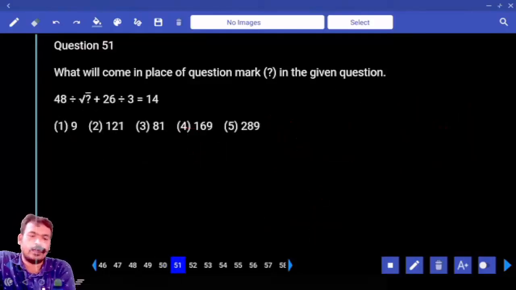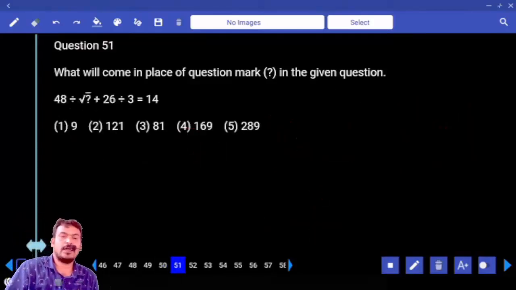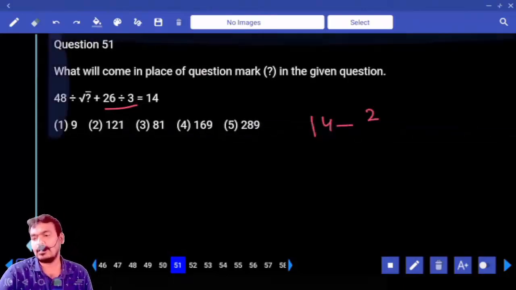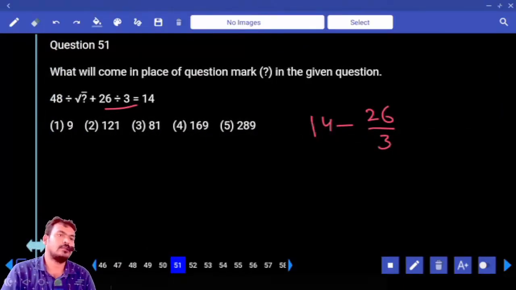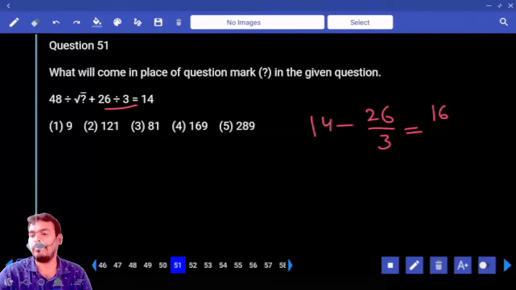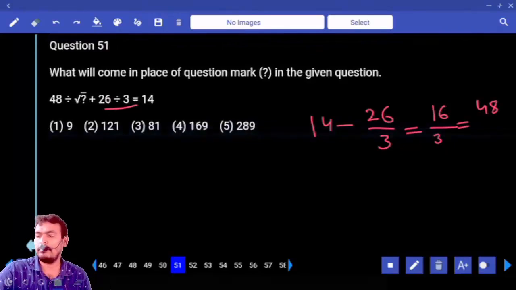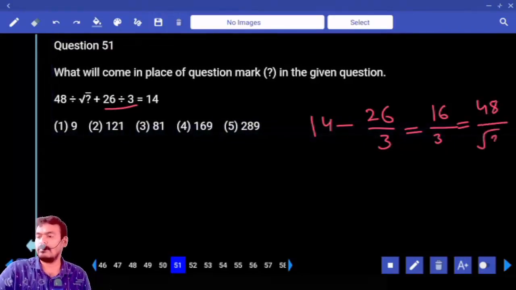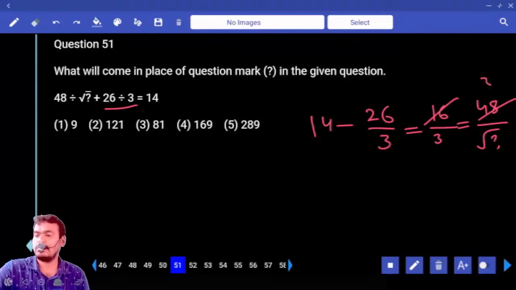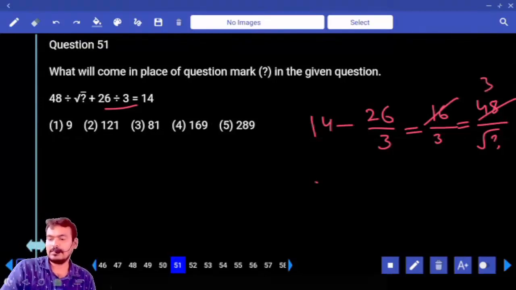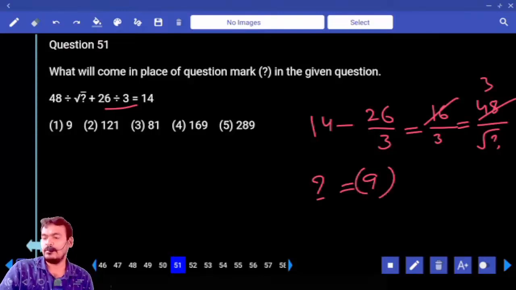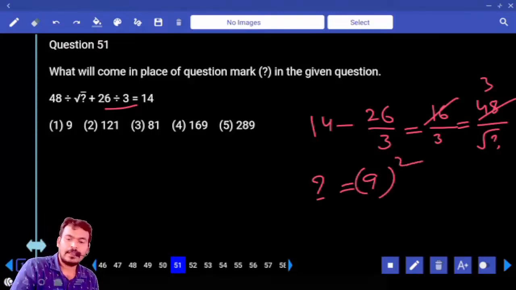Next, question number 51. First priority, 26 by 3. It will become right hand side negative or positive? Negative. First, 14 minus 26 by 3. 3 into 14, 42 minus 26, 16 by 3. That is equal to 48 by under root of something. 16 almost how many times? 3 times. 3 3 is 9. Then something equals 9 square. What is the answer? 81.